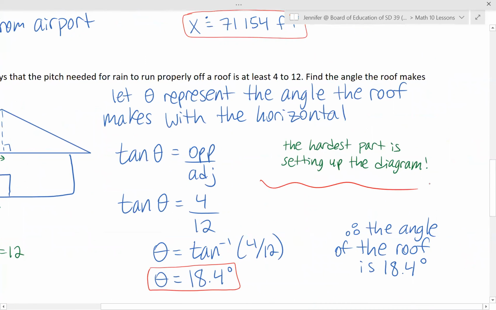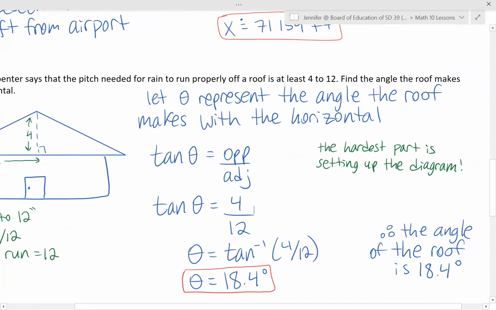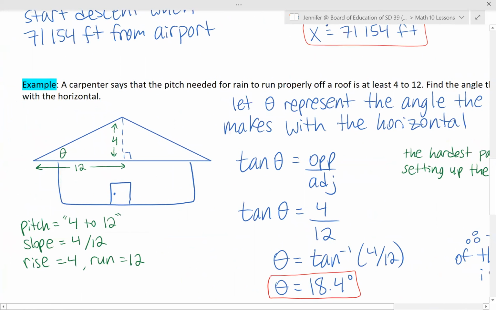As I've said here, the hardest part is setting up the diagram, and it's going to take practice. You're not going to know right away when you look at a word problem necessarily what you're looking for or what you have. But always start by drawing the diagram and talking your way through the problem. What makes sense? What do I know? And what am I looking for?